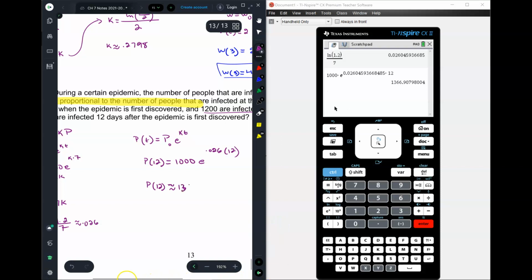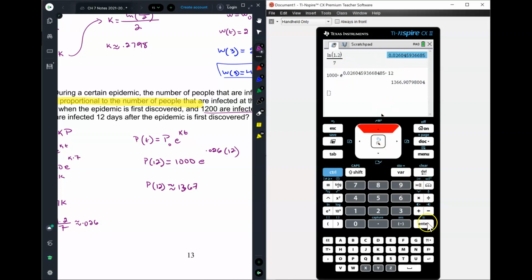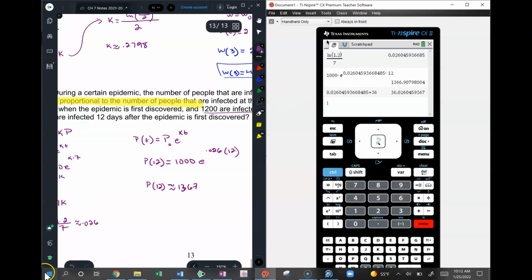So this is kind of cool. Now you've done a couple of calculations. And then suppose you wanted to do ln of 1.2 over 7, plus some other value, right? You could still do it. You could go up, up, up, take this, enter, plus like 36. So you could still reuse old values. You could just click on them and reuse them. Okay? That's something we should be teaching freshmen. Super cool.